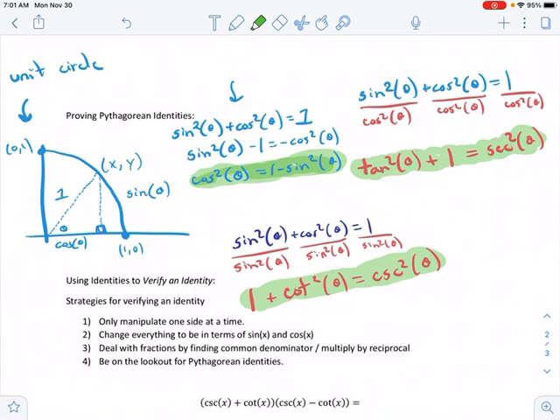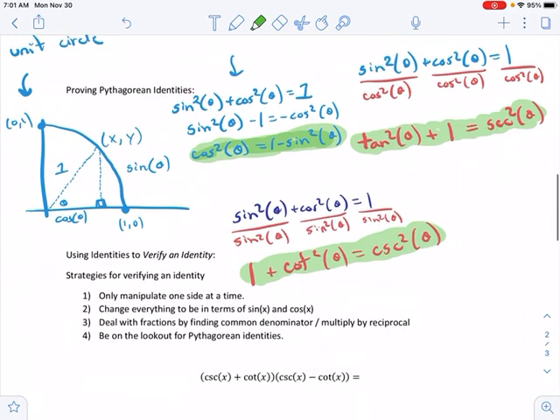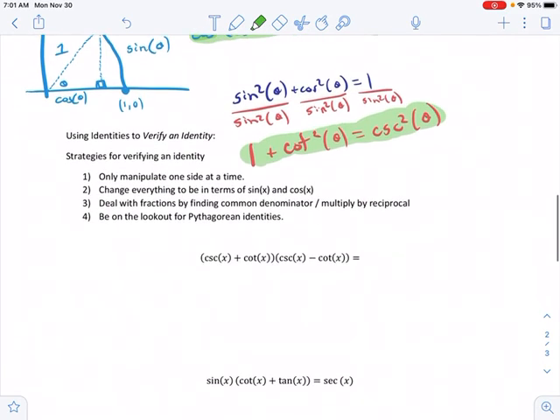Before we do, I'm probably going to need to make this into a 2-parter, just because my pencil's dying here. So I'm going to stop this video, and then our next video will be on just identifying or verifying the identities below. All right, see you in a bit.